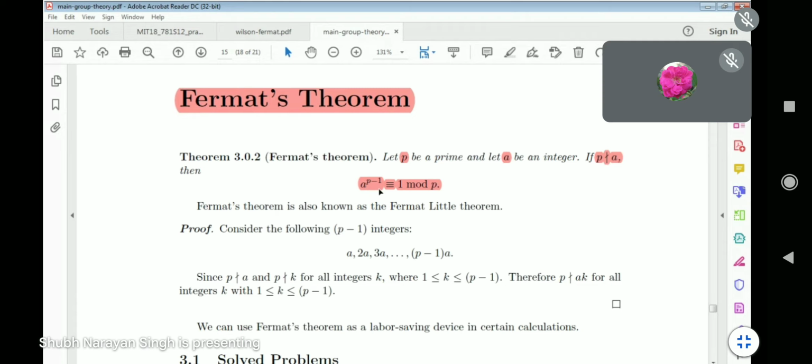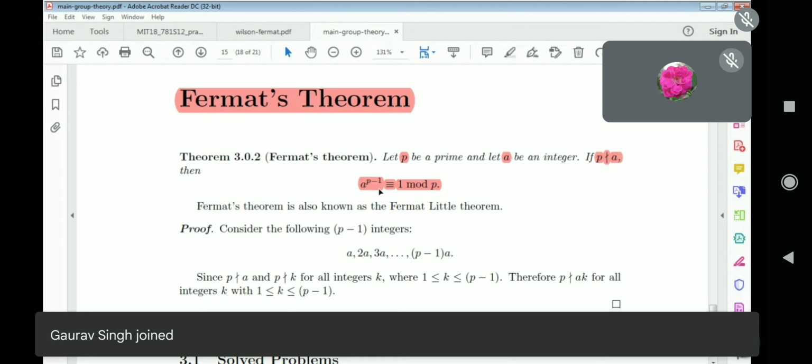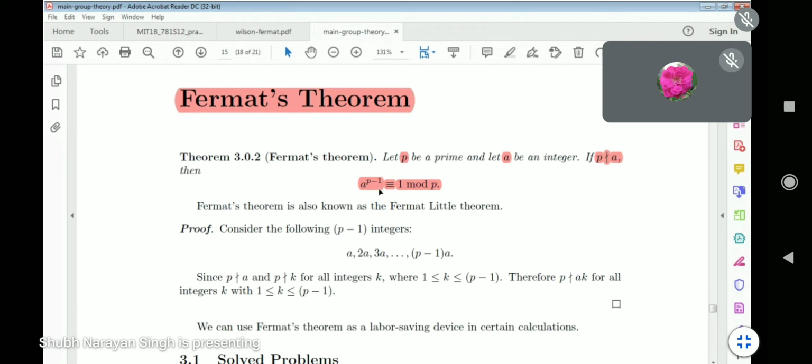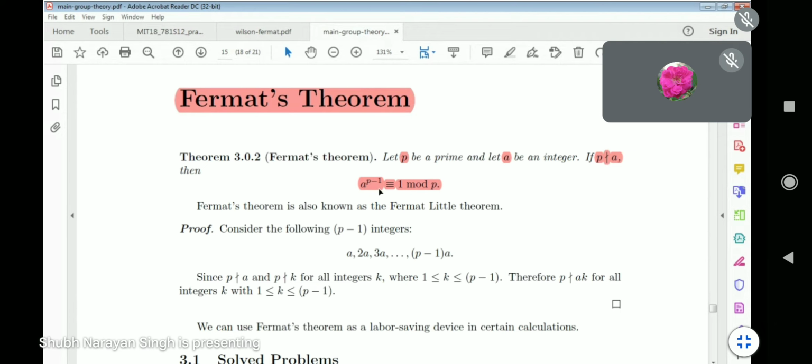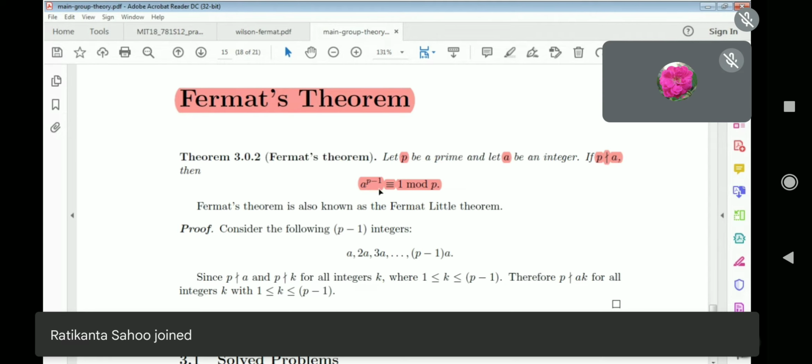This theorem is also known as the Fermat-Little theorem. Why Fermat-Little theorem? Because this theorem is given by these two persons, Fermat, one mathematician, and another mathematician, Little. That's why this theorem is also known as the Fermat-Little theorem.